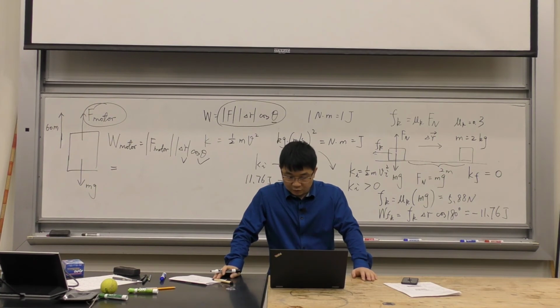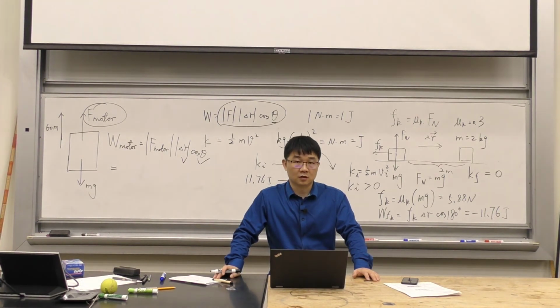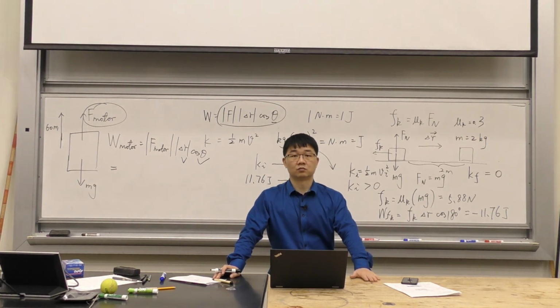Let's read this question a little bit more carefully. It's lifting the elevator at a constant velocity, okay? So I see constant velocity. These two keywords imply that the net force on this object must be 0. That's Newton's first law or second law.